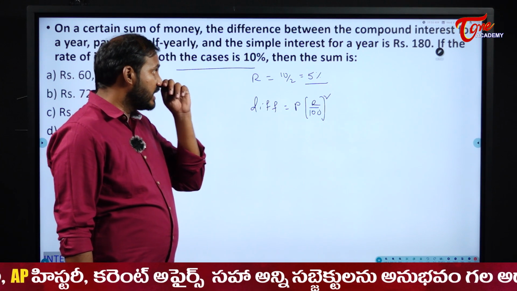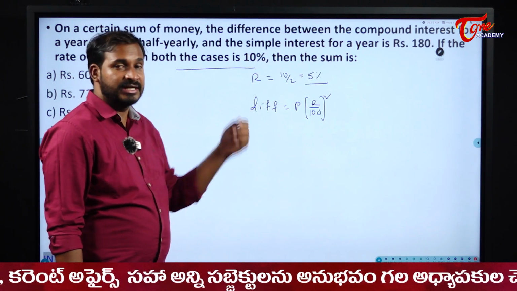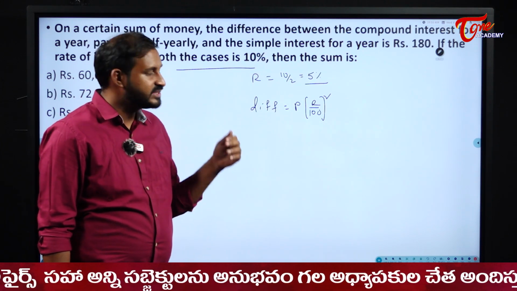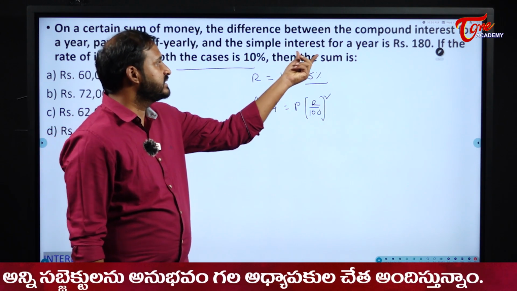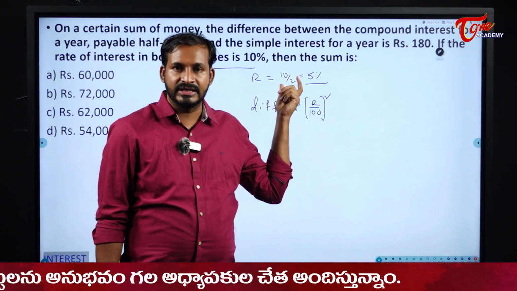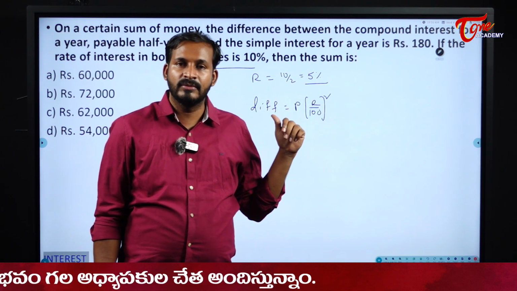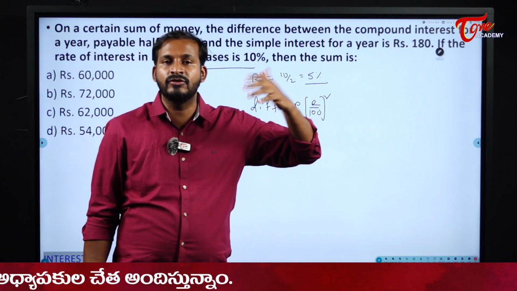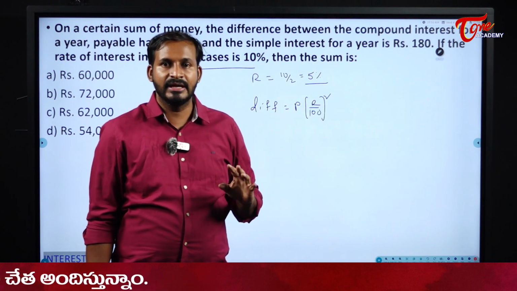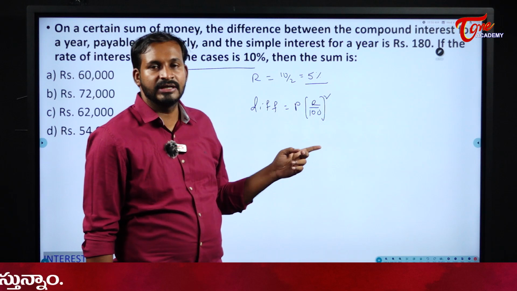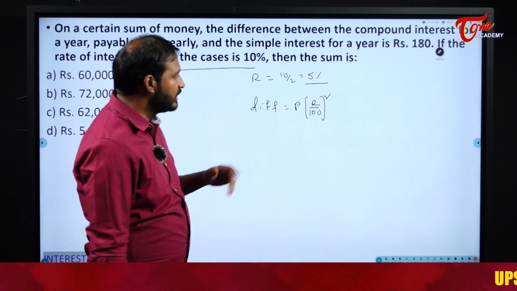You will have one doubt, sir, for SI it is 10%. Why you are making it into half means? Actually students, this is for 1 year it is 10%, right? For a half year it will become how much? 5%. So I am making it into 2 half years. That is the reason I am making it into 5%. Anyway, you will get the same answer.